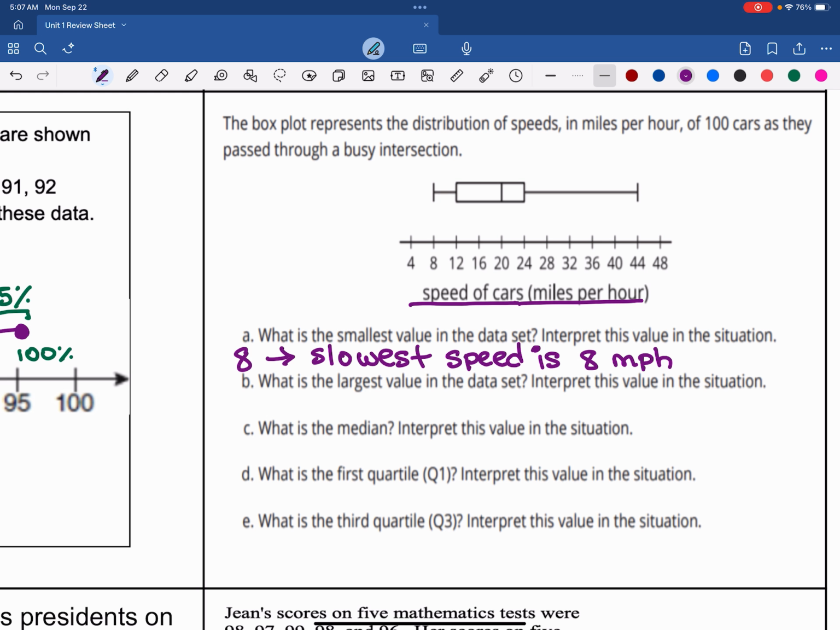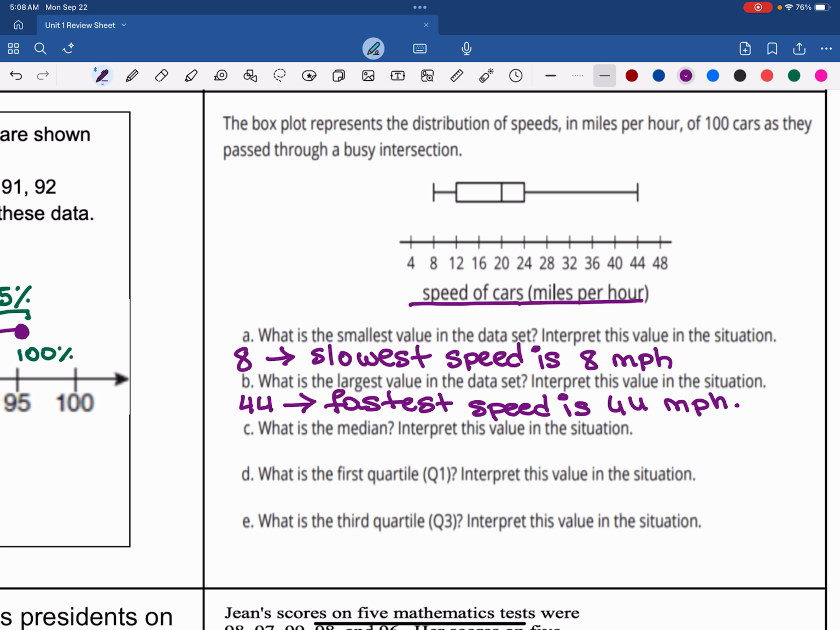All right, B. What is the largest value in the data set? Interpret this value. So we know that the largest value is obviously our max in the data set. And here it looks like our max is 44. So just like the one before, if we're talking about speed, then this is the fastest speed because it's our max. 44 miles per hour.